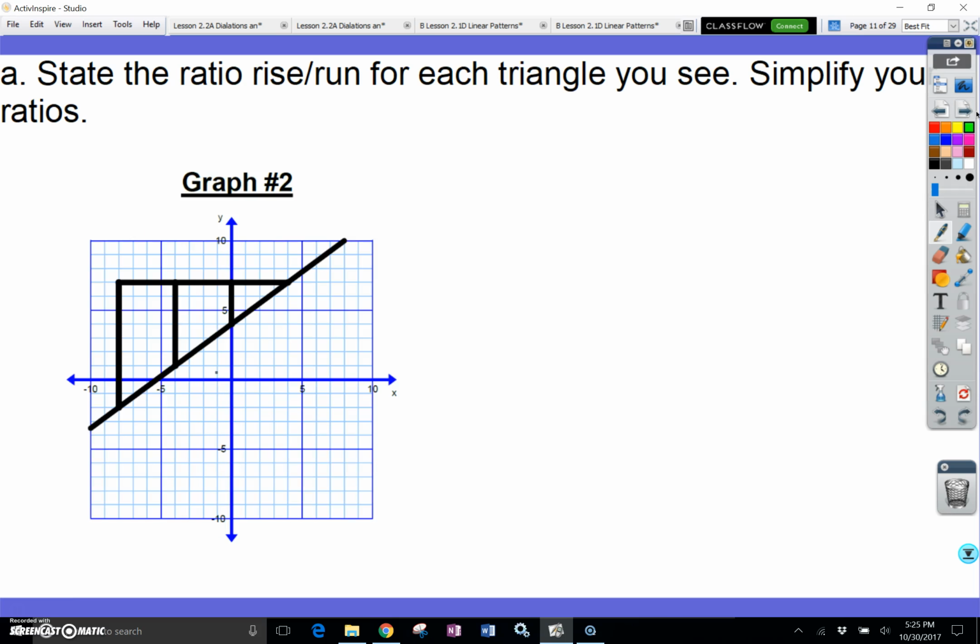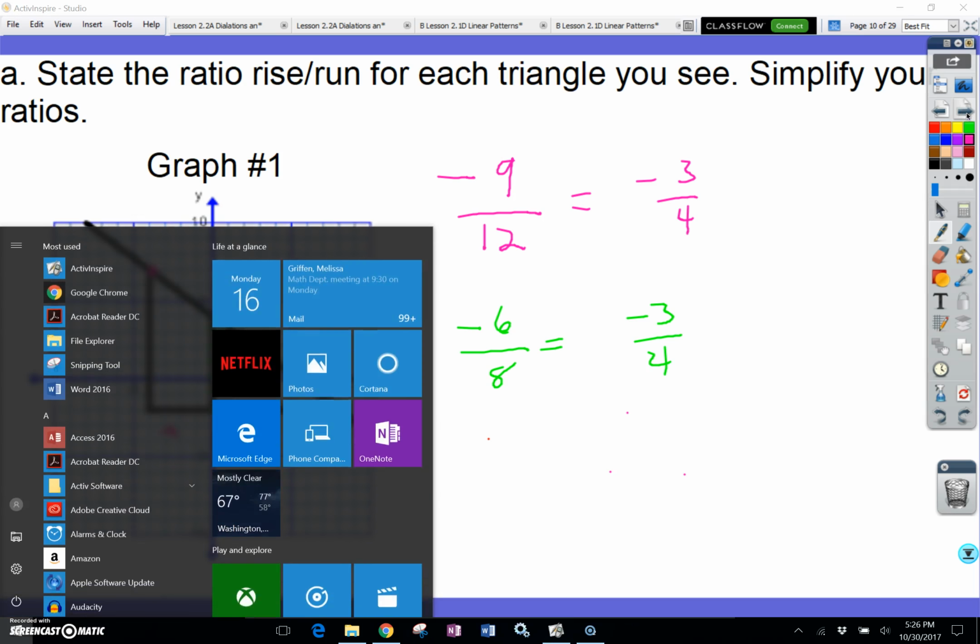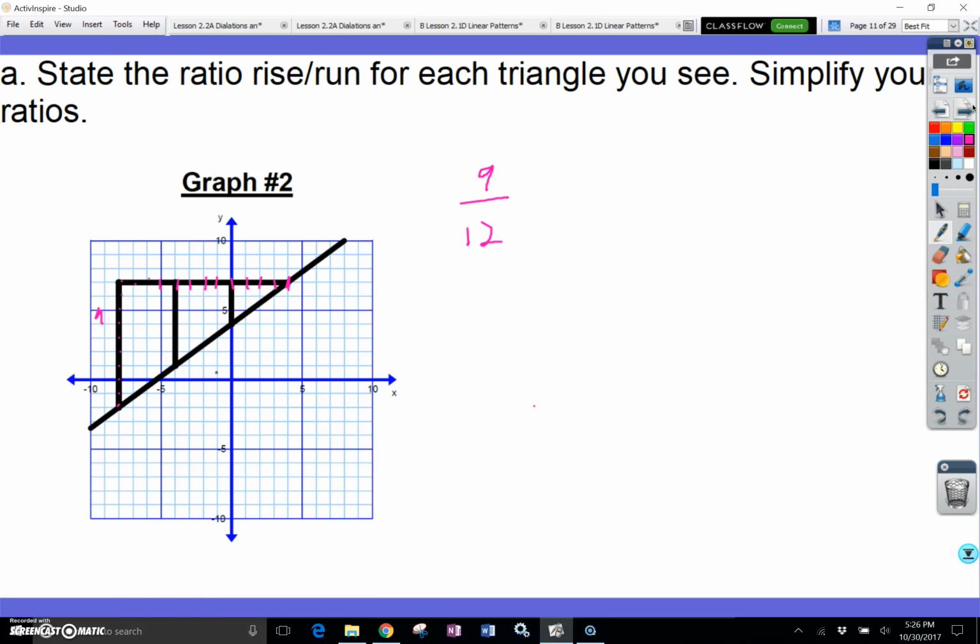So let's go ahead and do the same thing here. If I am going to look at these points, this is a positive slope, so I'm going up and to the right. I go up 1, 2, 3, 4, 5, 6, 7, 8, 9, and then over 1, 2, 3, 4, 5, 6, 7, 8, 9, 10, 11, 12. So I went up positive 9 and over 12. So it's very similar, but one was going negative and one is going positive.